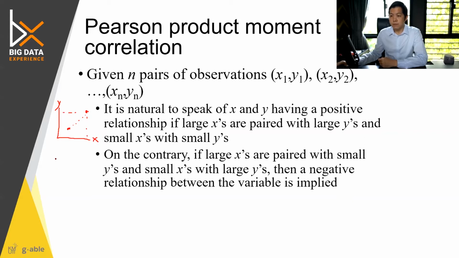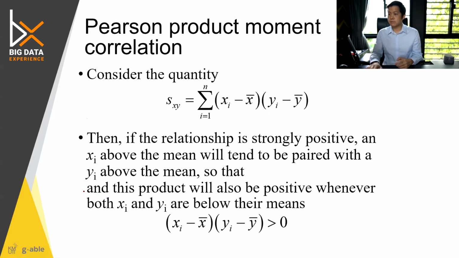On the other hand, if large x instead pairs with small y and small x pairs with large y, this indicates a negative relationship. So by looking at the variations, we can determine whether the relationship is positive or negative, and that can be measured using covariance.